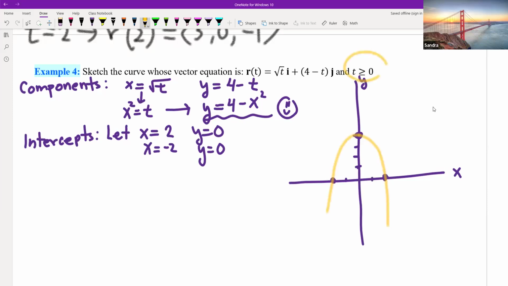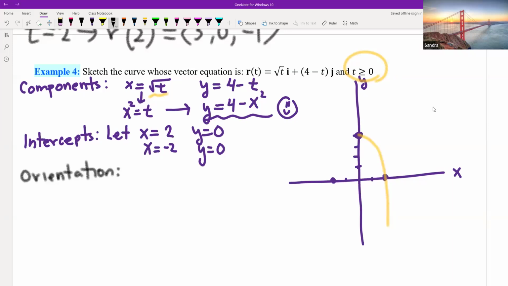However, I've got to pay attention to this part: t is greater than or equal to 0. Since t is greater than or equal to 0, that's going to affect it. It's going to affect it over here as well. And so I know that I cannot have negative values for t. And so in reality, I don't have this piece. I only have that part of the parabola, only half of the parabola. Now I need to know the orientation, so let's go ahead and discuss the orientation now.